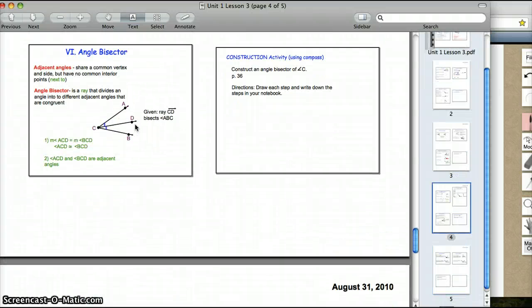Now we're going to look at angle bisectors. So remember what I said before. An angle bisector, so ray DC, cuts angle ACB in half. So we have angle ACD equals angle DCB. Now, adjacent angles share a common vertex and side, but have no common interior points. So if you look here, ACD is adjacent to DCB because they share side CD and they have the common vertex, which is at C.